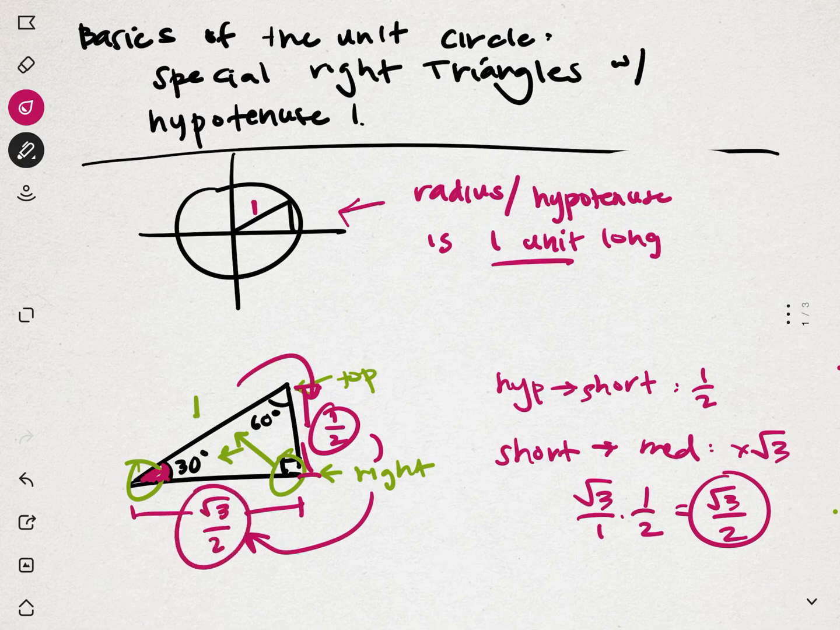So what you're going to notice is because it's made up of all these special right triangles, these numbers are going to show up over and over again. The 1/2, the square root of 3 over 2, and of course the 1, the hypotenuse for all the triangles. All right?